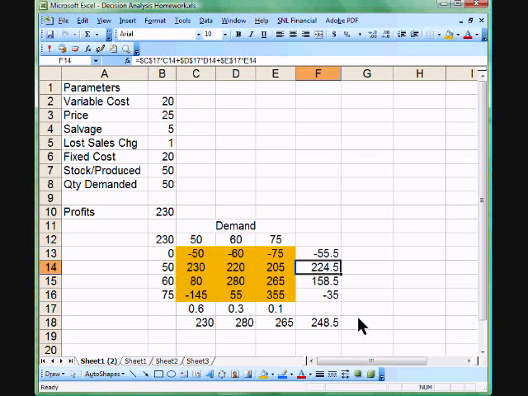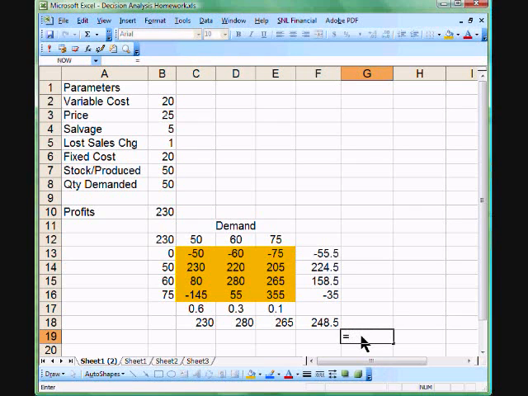And now our profits are going to be 248. So how much more profit are we going to make every week if we have this magical forecasting model or the crystal ball? Well, let's just calculate the difference. So let's take this guy here and we'll subtract the max of our values up here.